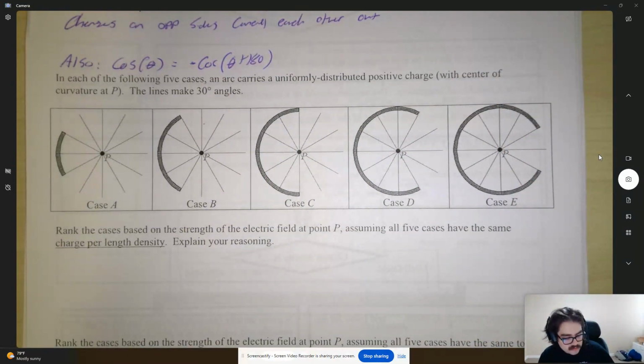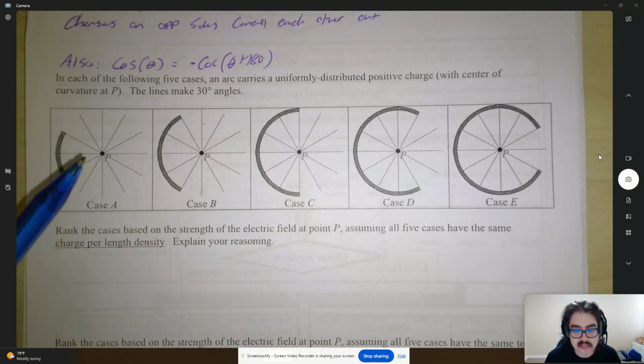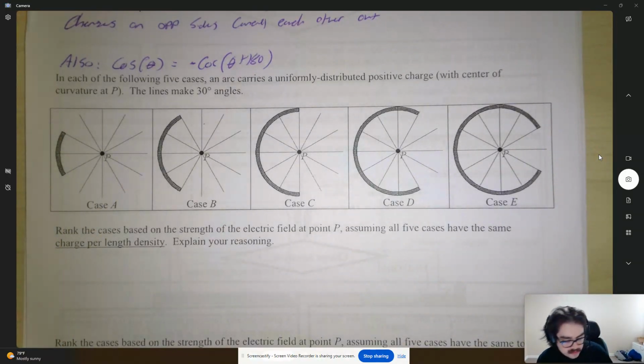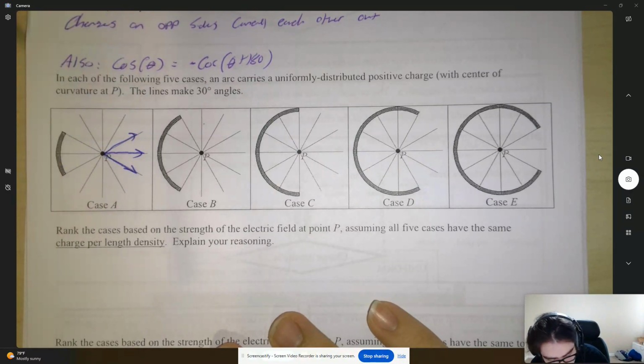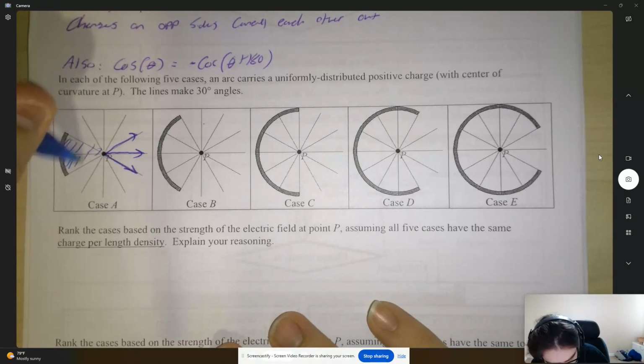In each of these cases right here, something that's important to consider is that this is not a bunch of point charges at angles. This is a continuous arc of charge. And the biggest thing to consider here is that not only is it exerting field at each of the lines that it intersects through, but it's also exerting field in between those lines too, right?